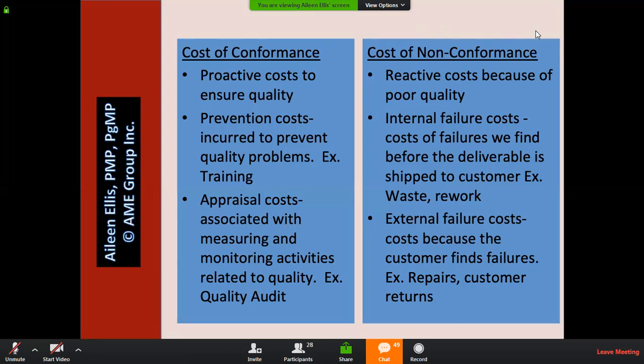So to review this idea a little bit, the cost of conformance, this is money we're spending proactively to ensure quality. It could be prevention costs or appraisal costs. The cost of nonconformance is money we're spending reactively. I'm used to it being called failure costs. Some organizations split it up into internal and external failure costs. We want to spend our money proactively, and then we'll spend less money in total.